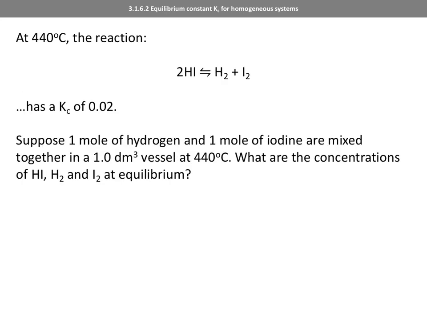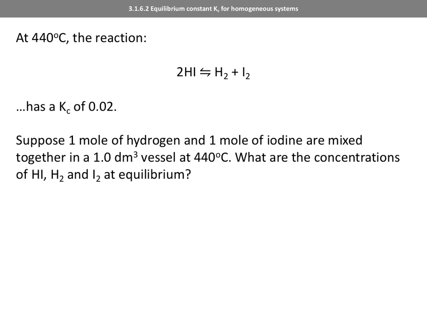So let's have a look at this reaction. Again, they're giving us a temperature, but that temperature is just there to say that the Kc that we're given would be true for that temperature. Then it says, suppose 1 mole of hydrogen and 1 mole of iodine are mixed together in a 1 decimeter cubed vessel. They're keeping the volume very nice sort of sums here. What are the concentrations of the hydrogen iodide, the hydrogen and iodine at equilibrium? So we're actually having to work out the concentrations for all of the substances in this reaction.